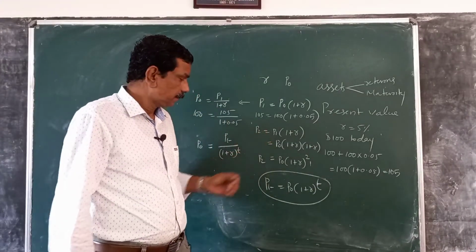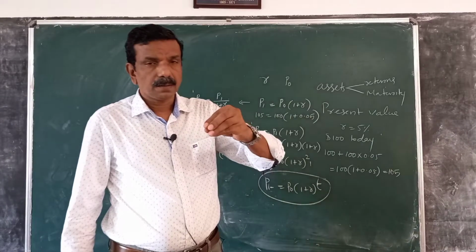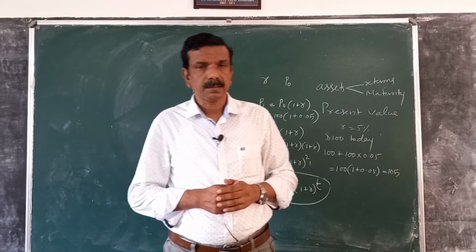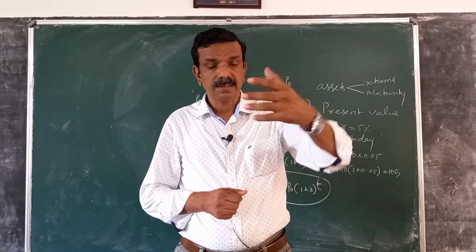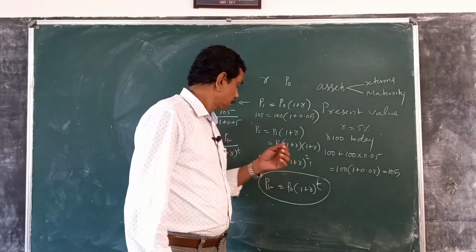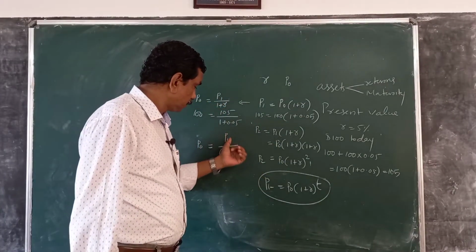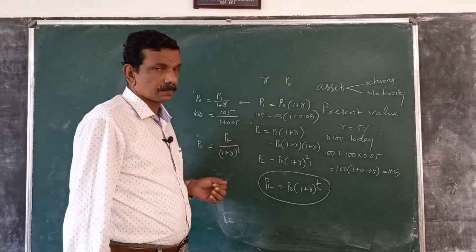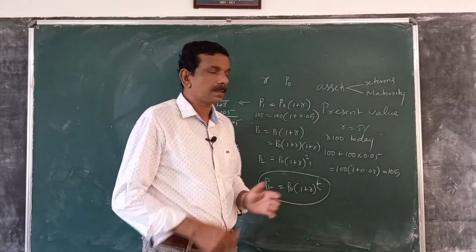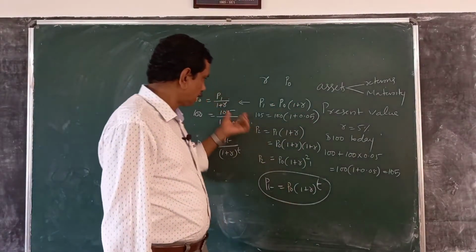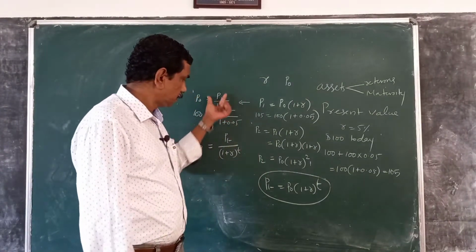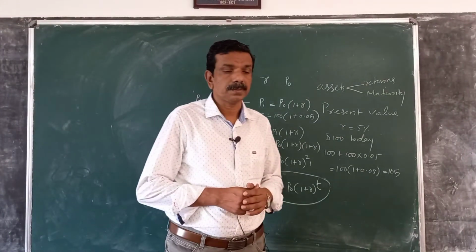So, in general, if you are entitled to a claim Pt after T years, its present value P0 is Pt by 1 plus R raised to T. Actually, this is discounting, the opposite of compounding. Compounding will give you future values, discounting will give you present values.